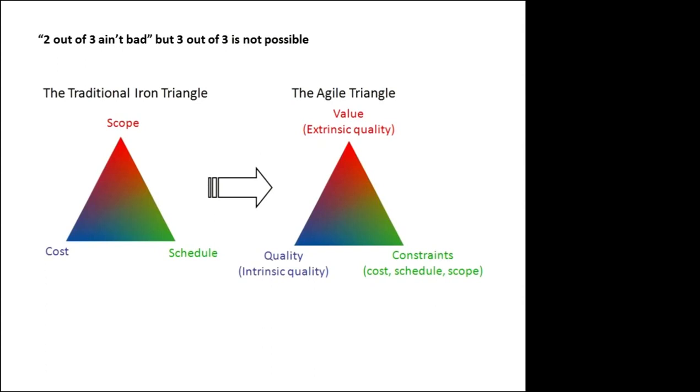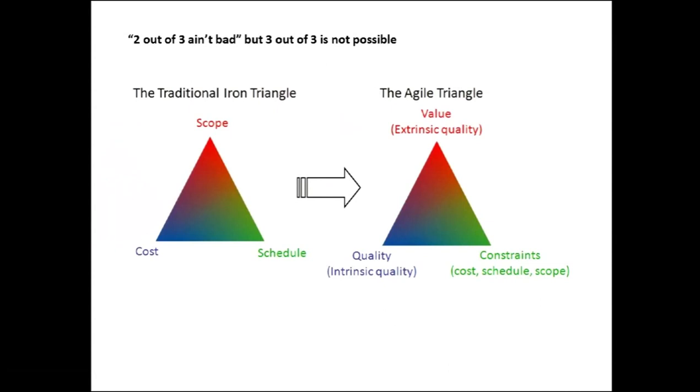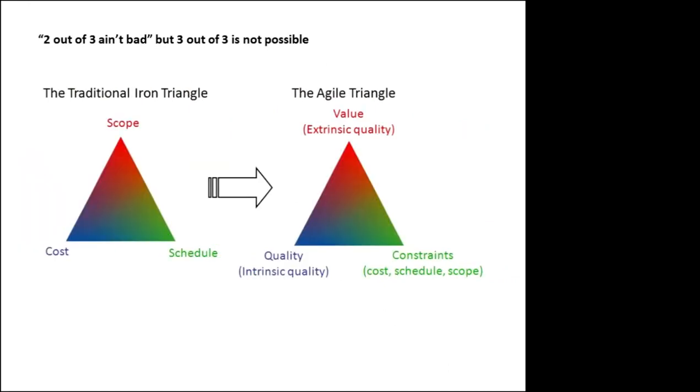What Agile and even the iron triangle, traditional-wise, all have is the fundamental flaw of "2 out of 3 ain't bad." Three out of 3 is not possible. If you want to reduce your costs, you're going to be sitting here doing something else, taking some other bucket. And that's the idea behind that.